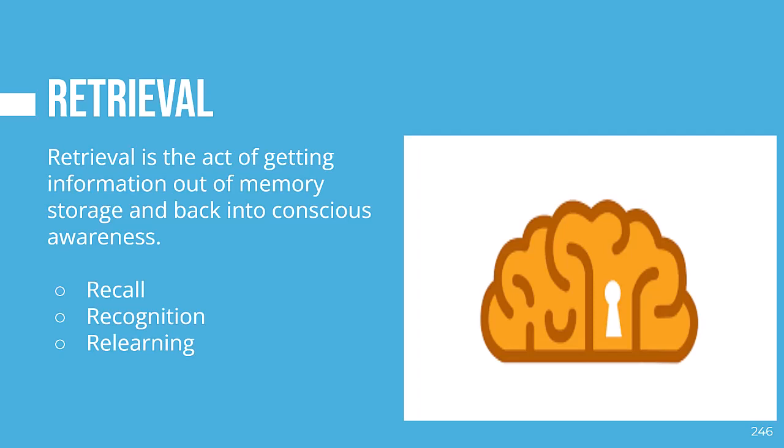And if the information was important enough, it was stored in long-term memory. Now, how do we get the information out of storage when we need it? The act of getting information out of memory storage and back into conscious awareness is called retrieval. Retrieval is needed for everyday functioning, like knowing how to get to work or how to perform your job once you get there. There are 3 ways to retrieve information from storage.